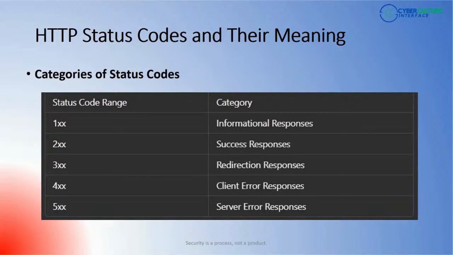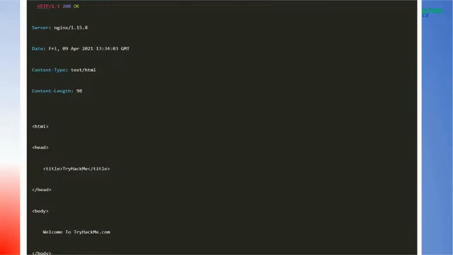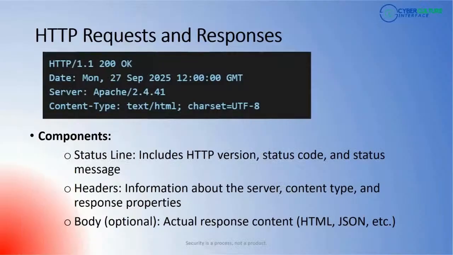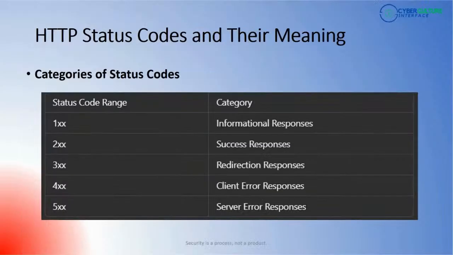Then we have 2XX. Anything in the range of 20-something, 200, 201, 202, is a success. Usually it's 200 you will see. Like we saw in the examples we looked at earlier, you can see on the screen HTTP 1.1 200, okay. It shows that it was a success. If you send a query and it gives you a 200 return, it means it successfully got to the destination.